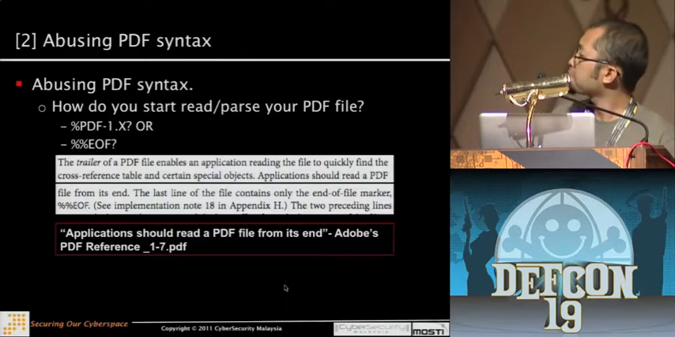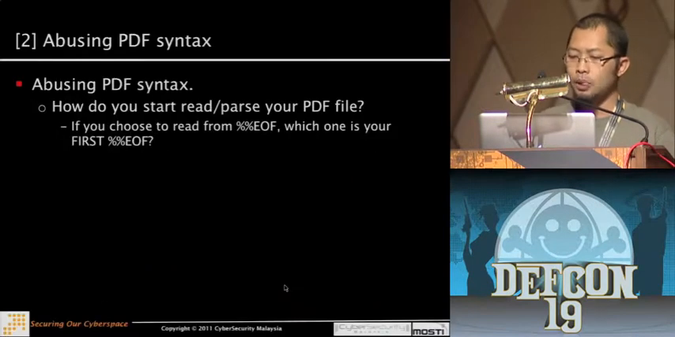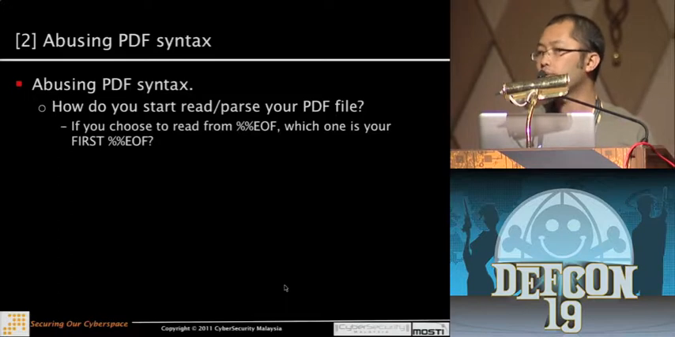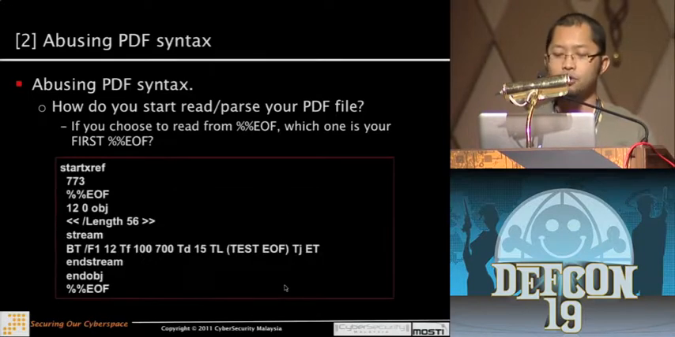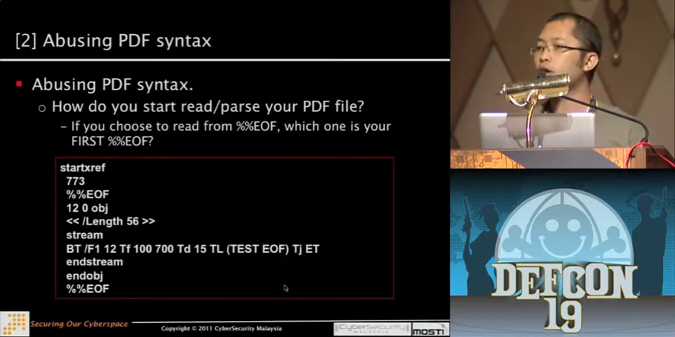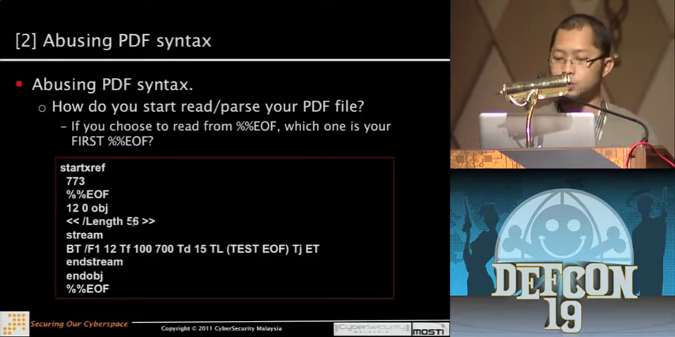But the problem is, if you choose to read from the xref table, which one is going to be the first xref? Because like I mentioned earlier, you can have multiple xref tables within a single PDF file. For example, this one. If you're parsing your PDF file using the xref as a starting point, which xref do you want to refer to? Do you want to refer to this one, or this one?